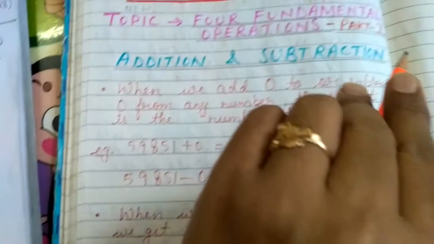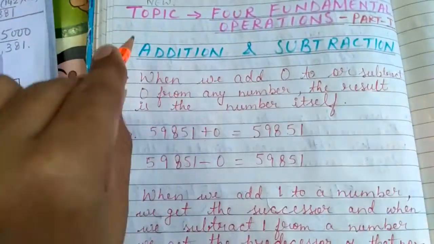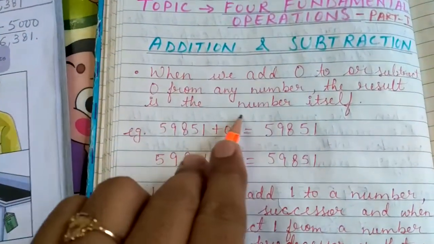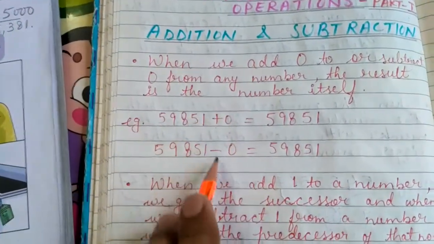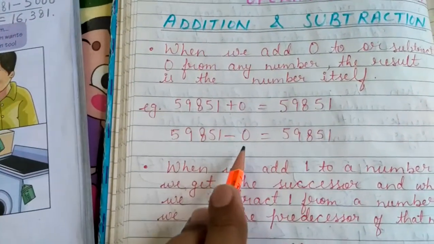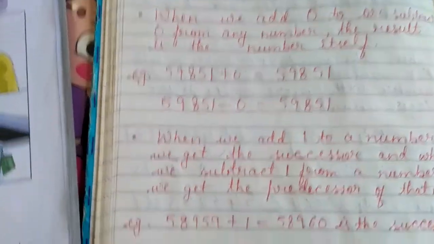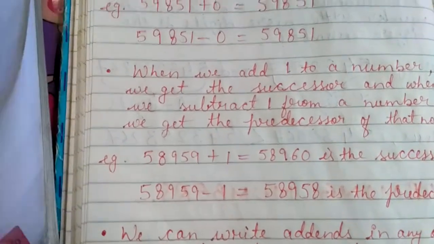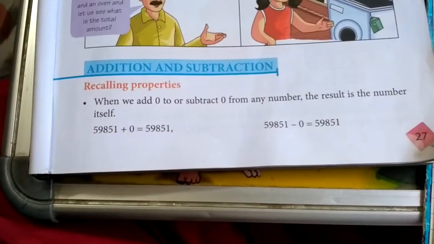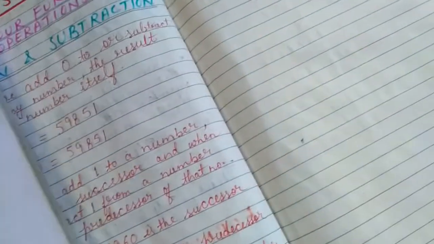So this is one fundamental property which we have studied right now in addition and subtraction related to the digit 0. That when 0 is added to any number, the result is the number itself, and when 0 is subtracted from any number, the result is the number itself. Okay, the same thing is written over here also. Okay, let's move on to the second property.